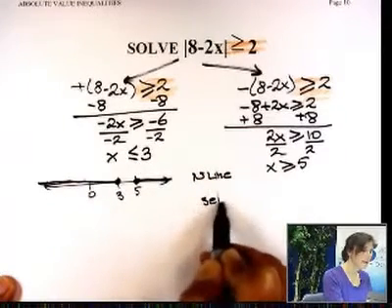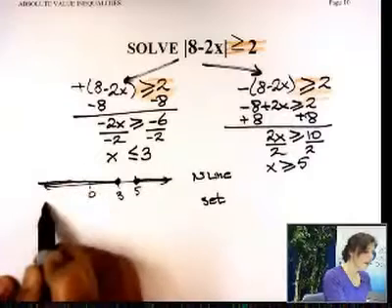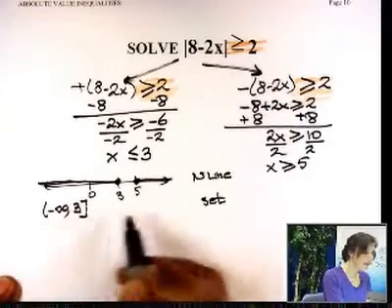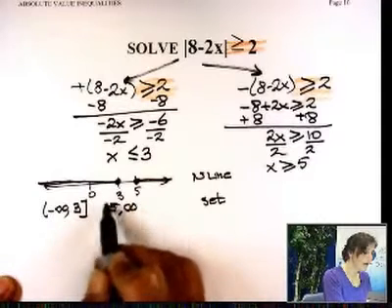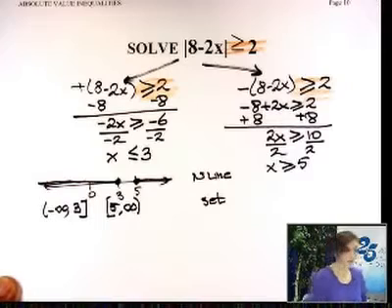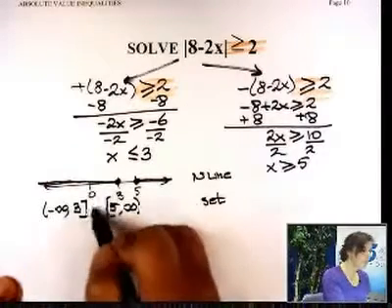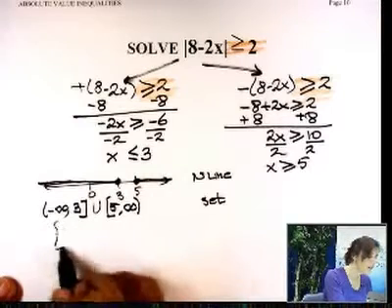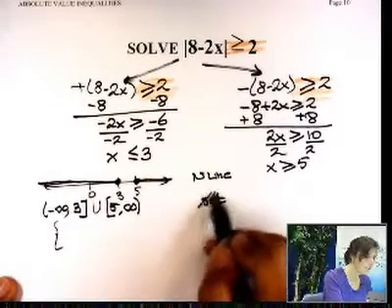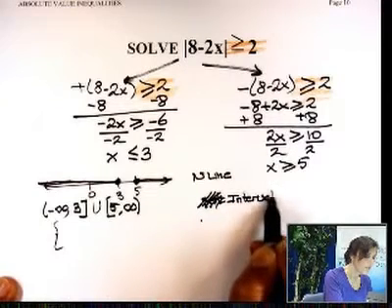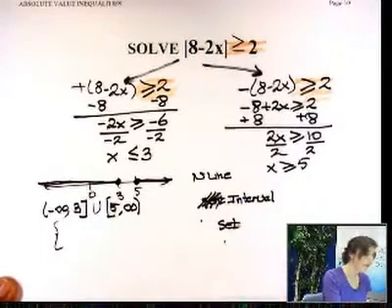How about interval? This way, negative infinity to 3. I want 3. 5 to infinity, I want 5, but I don't want infinity because infinity never takes a bracket. How do I put the two together? With the union. Set builder. This one is not set. This one is interval. And this one is the set builder.